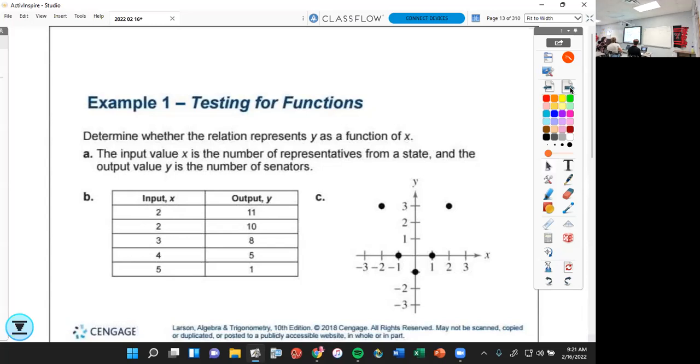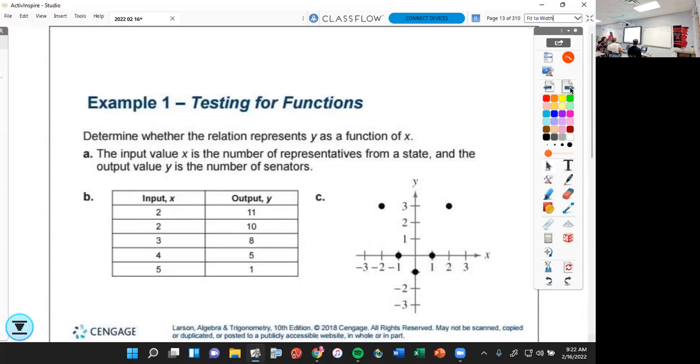Y can only be two, right? There are no other options. Y is only two. So the output, I don't care how many representatives, I don't care what the X value you give me, 27, the answer is two. There's no other answer. Each state only has two senators, so this would be a function. It's kind of worded weird, but B, is B a function?